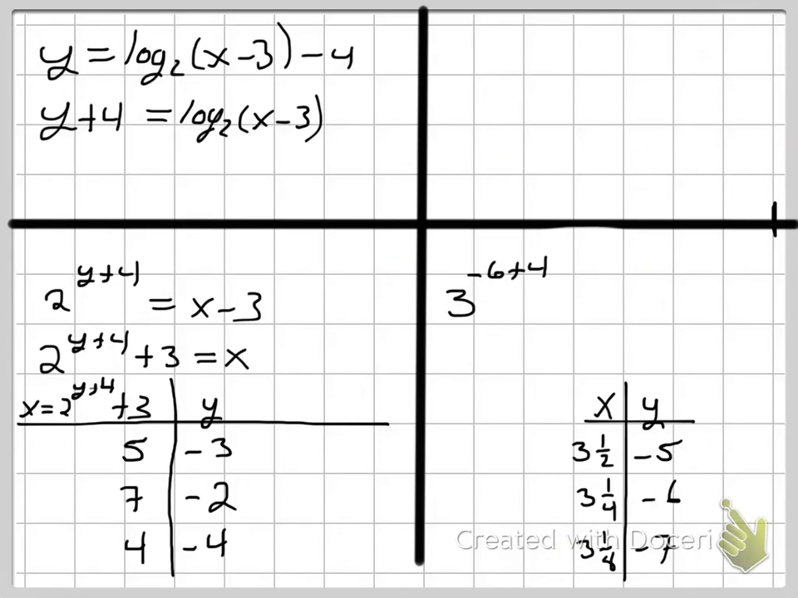I'm sorry, it's not a 3, it's a 2, isn't it? Let's try again. 2 to the negative 6 plus 4 plus 3 equals 2 to the negative 2 plus 3. Well, that's going to be 1 over 2 squared, or 1 over 4 plus 3. So it'll give me 3 1/4. So it looks like I'm going to start approaching my asymptote of 3.